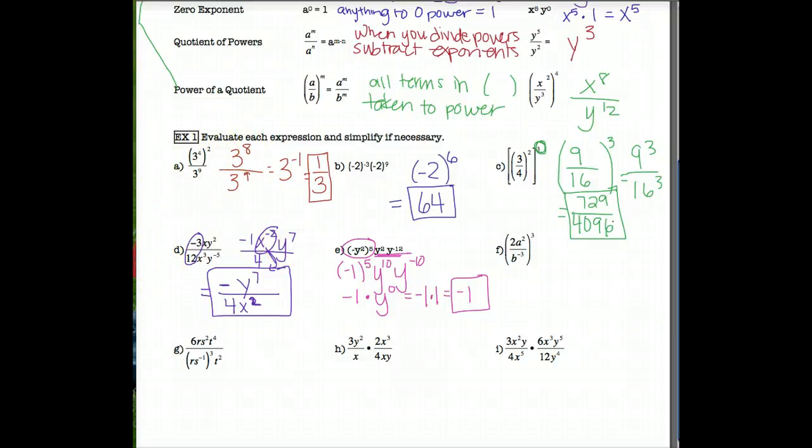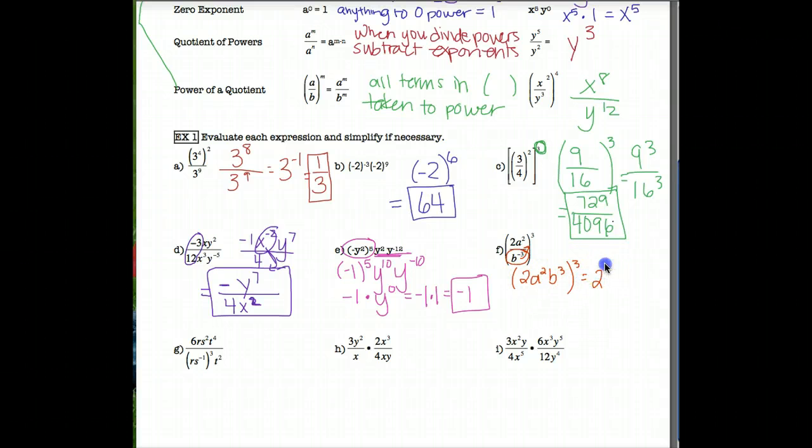On F, again, there are multiple ways that you could approach this. You can get rid of this negative exponent first if you want, so bring it up so that you've got 2a squared b cubed, and then apply your power rule. Remember, everything in there needs to get the third power, including that 2.